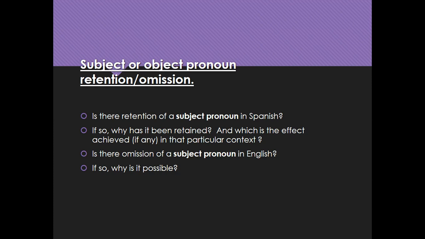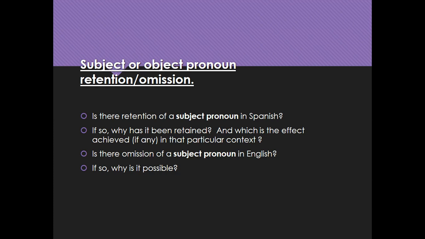And here we go. Subject or object pronoun retention or omission. Is there retention of a subject pronoun in Spanish? Well, if so, why has it been retained? And which is the effect achieved, if any, in that particular context? So we don't expect, in most cases, subject pronoun retention in Spanish. However, that may happen. And the same happens with English.